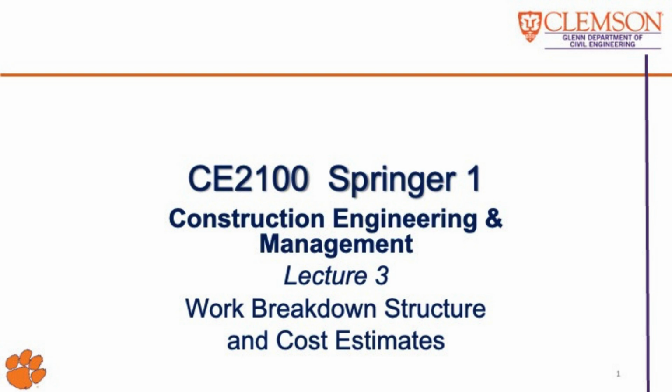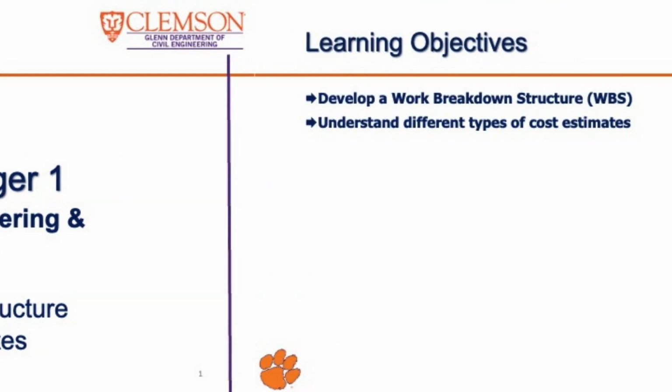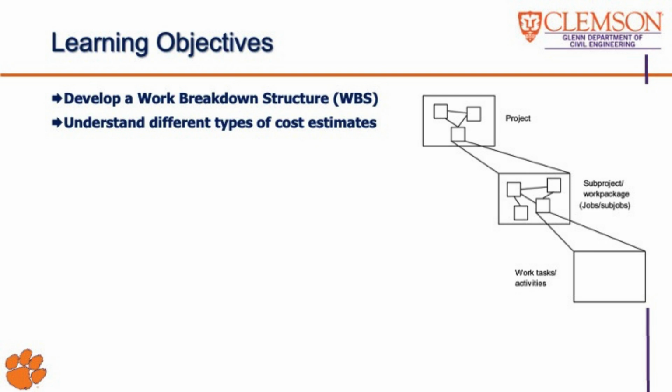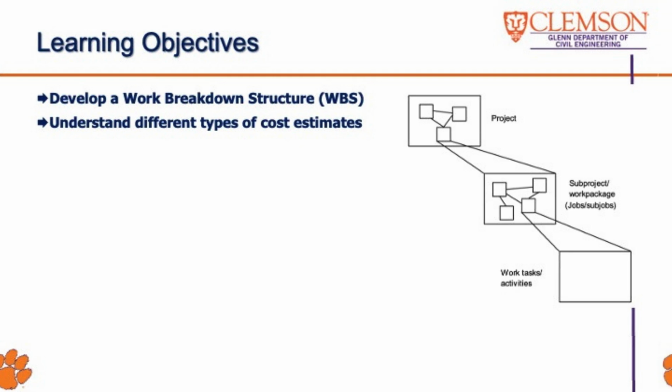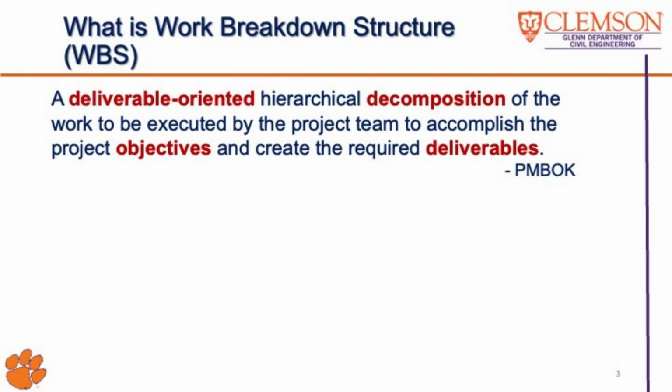In this third lecture on construction engineering and management, we will focus on the work breakdown structure and cost estimation. This lecture has two learning objectives. First, to develop a work breakdown structure, or WBS, where you'll learn how to use this method to identify construction work packages. The second objective is to understand the different types of cost estimates. Let's begin with the first learning objective.